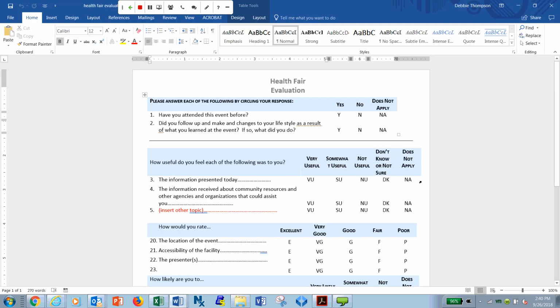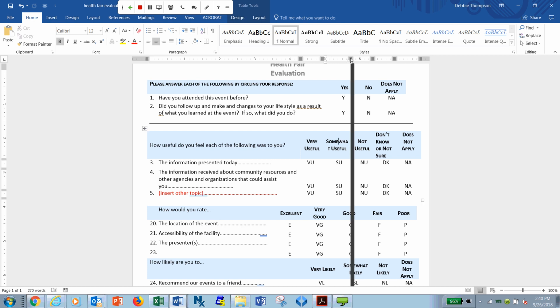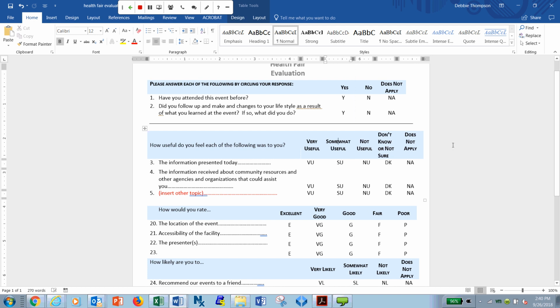Okay, so here's an example of taking a look at the items in a health fair themselves. Like, did you go back and make changes to your lifestyle as a result of what you learned at the event last year? If so, what did you do? So there's a way, if you get the same population coming to health fairs multiple times, it gives you an opportunity to go back and look at what did I learn from that.